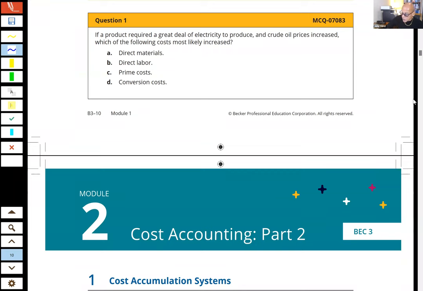Okay, pretty good result, 80%. Just sort of an annoying definitional question. Here, if product costs required a great deal of electricity to produce and crude oil prices increased, assuming, I don't know, do they still use crude oil for electricity? I guess on the East Coast somewhere. Crude oil prices increased, which of the following costs most likely would increase? It's not going to affect our materials, it's not going to affect our labor, it's going to affect our what? Manufacturing overhead, right? As we have to apply that electric bill, and manufacturing overhead is considered what? Is considered a conversion cost.